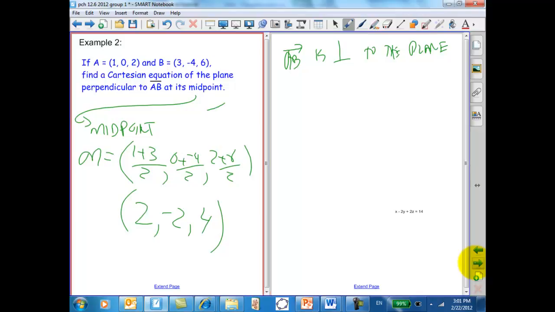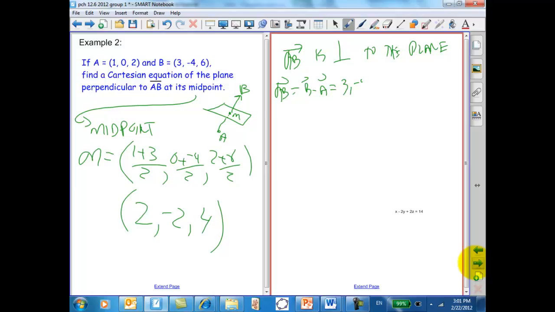So basically, we've got a plane here, and here's A, and here's B, and we're going, shoot! Like that. What's this point right here? That's the M. So that's why I'm saying you could also do AM if you wanted to. So AB is going to be B minus A. So that's 3, negative 4, 6, minus 1, 0, 2. This step isn't necessary, but sometimes, if I just write down 2, negative 4, 4, a lot of kids go, where's that come from?